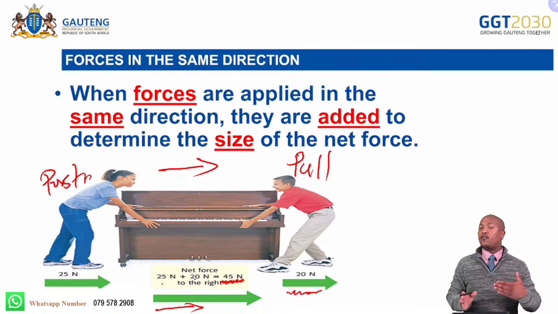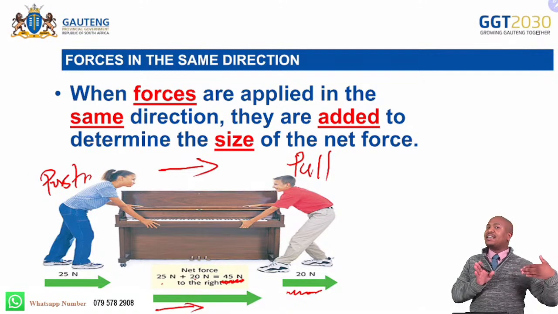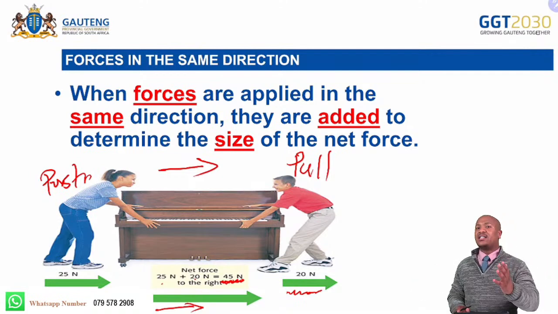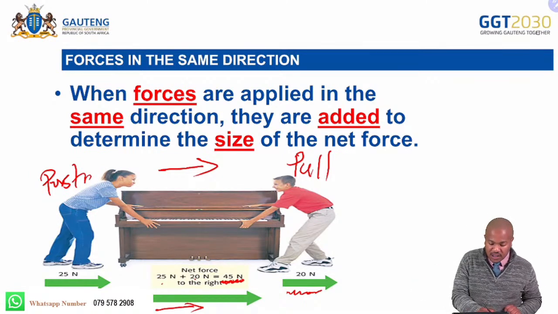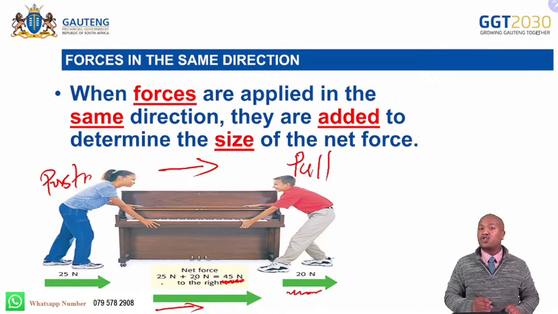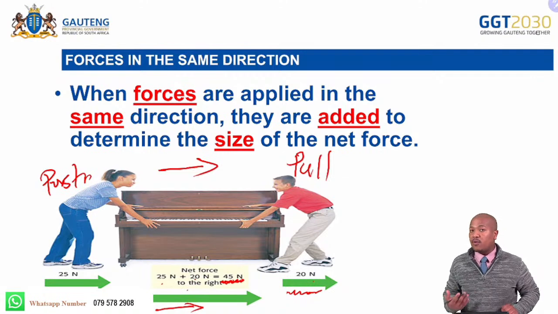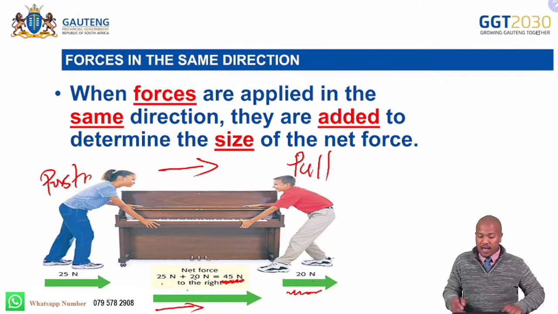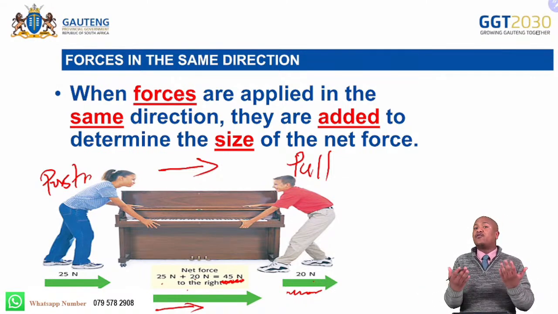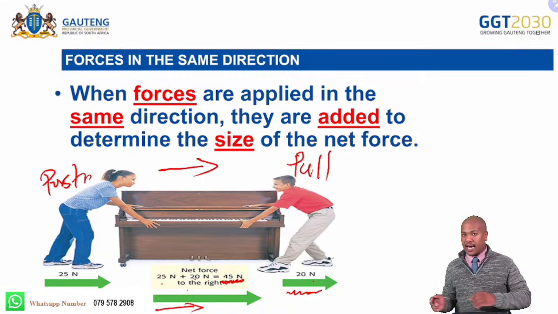But remember, don't forget that when forces are in the same direction, we add them together. That's why we did what? We added this 25 newtons of force from this girl plus 20 newtons of force from the boy going in the same direction to give us what? 45 newtons of force to the right.